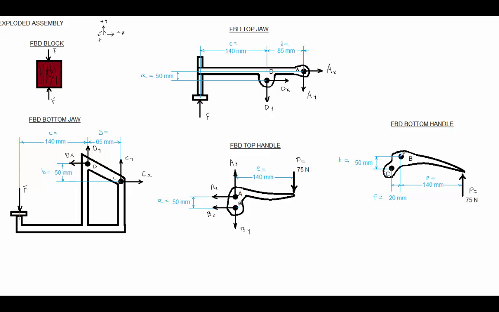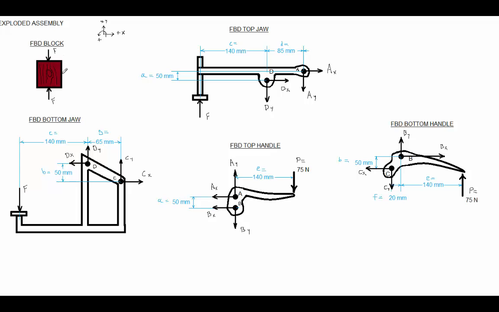Likewise, point B, I've already assumed those. BY is going down here, so it has to go up here, and BX is going towards the left here, so it has to go towards the right here. Now we have to look at how to solve this problem. We're really looking for F. We're trying to find what the force on the block is. And in order to do that, we're going to have to trace the force through each of these pieces to get back to the force F.